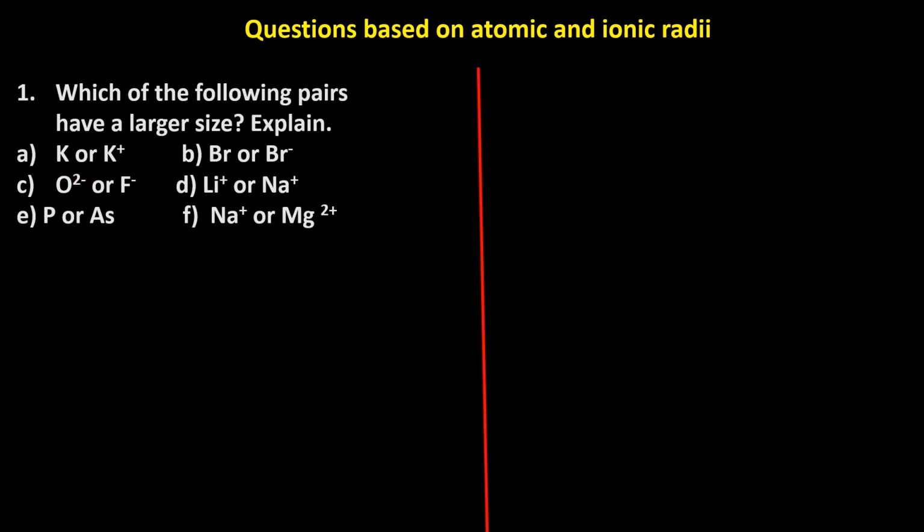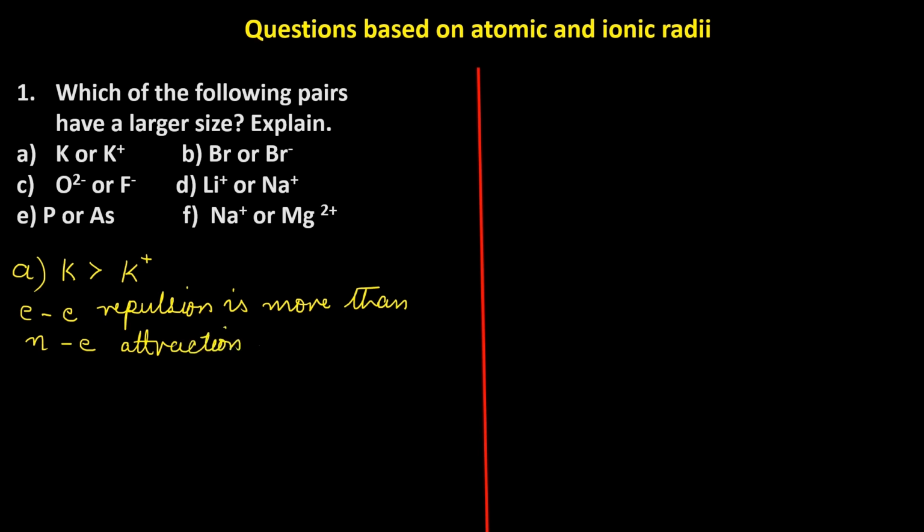A. Potassium or potassium cation. In these two cases, the nuclear charge Z is the same. Potassium ion has 1 electron less than the neutral atom. So the nuclear electron attraction will be more in the case of potassium ion, which makes that ion smaller than the parent atom. So the answer is potassium atom is bigger than potassium ion. The reason is the electron-electron repulsion in potassium atom is greater than the nuclear electron attraction.